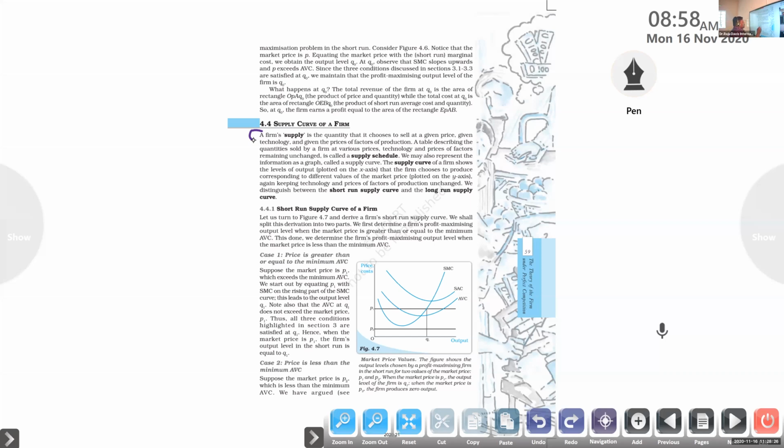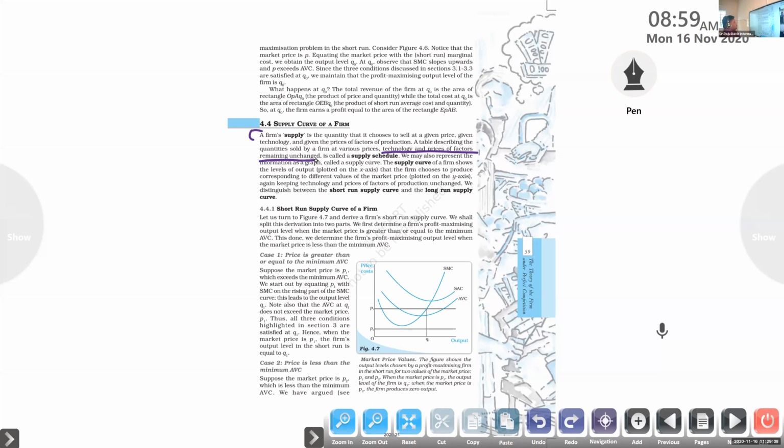Here we have to understand that technology and prices of factors of production remain unchanged. There is no change in the technology, and no change in the price of the factor inputs. But the firm is making changes in the quantity it sells in the market for different prices. It is called a supply schedule, right? Underline that. So here two questions arise: what is the supply curve and what is the supply schedule?